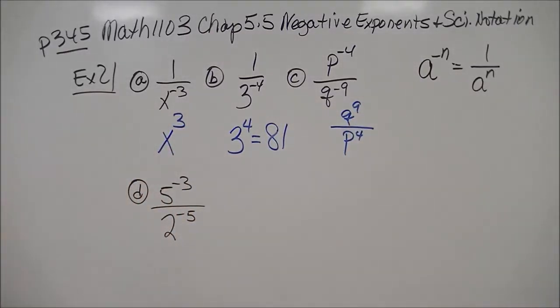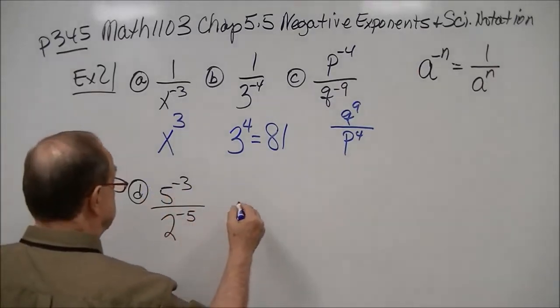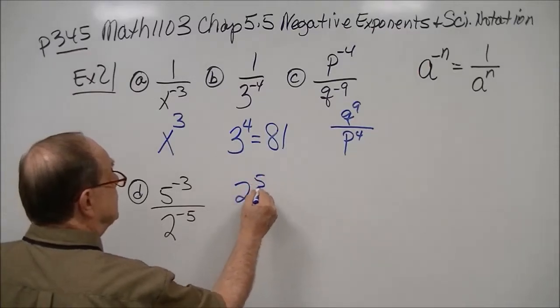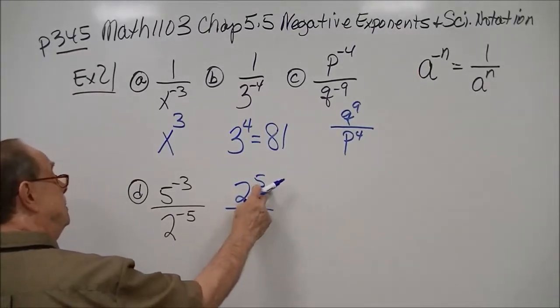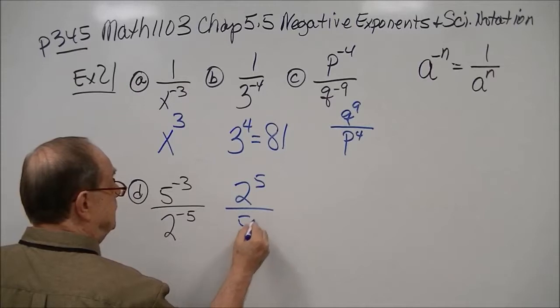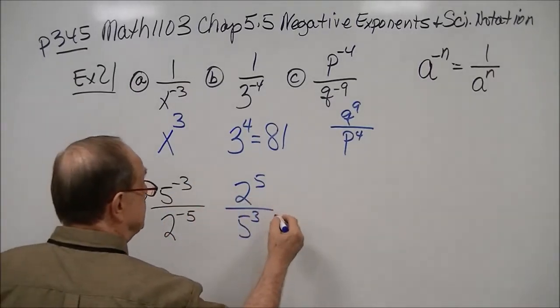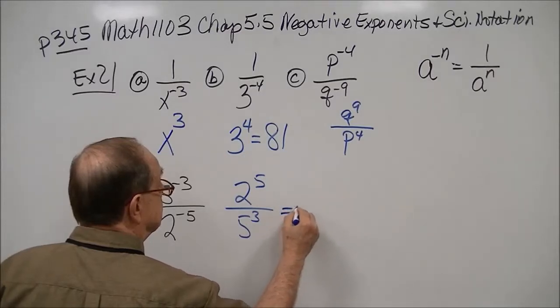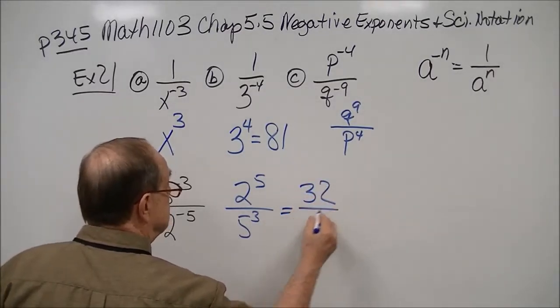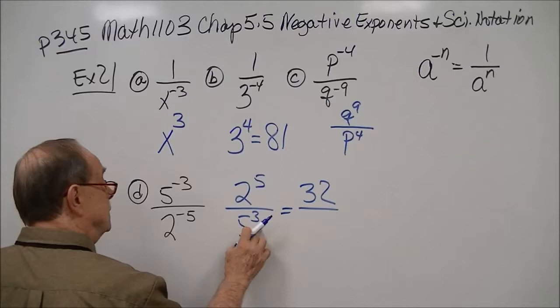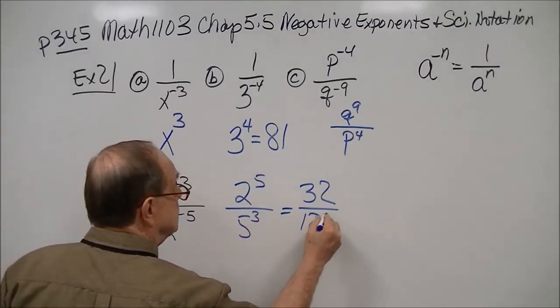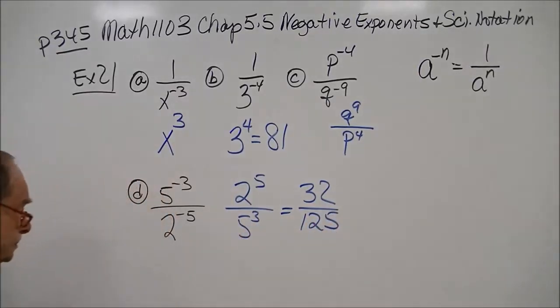And by the way, the instructions for these is they only want positive exponents. And the same here. This will be 2 to the 5th as we bring the 2 up, and 5 to the 3rd as we bring the negative 3 down. And 2 to the 5th is 32. And 5 to the 3rd is 125.